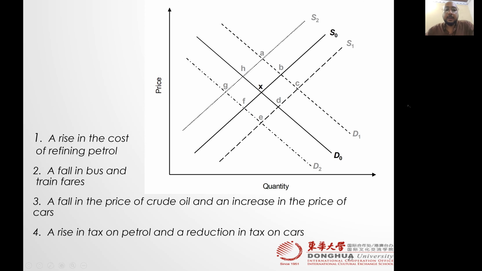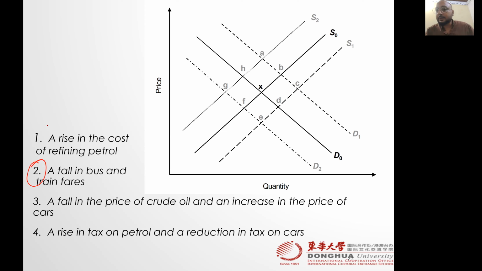You need to tell me, these are in isolation. If you are answering 1, do not consider 2, 3, and 4. If you are answering 2, do not consider 1, 3, and 4. This is just in isolation. You need to find out if 1 happened, where would be the new equilibrium, what happened to the price, and what happened to the quantity. In this case, you just need to find out where the new equilibrium is.